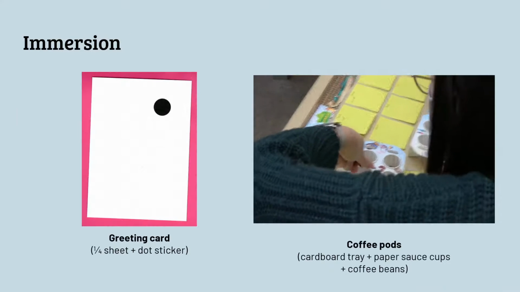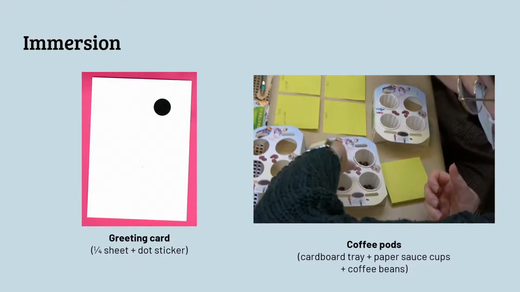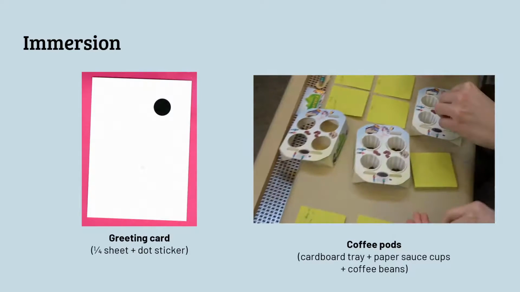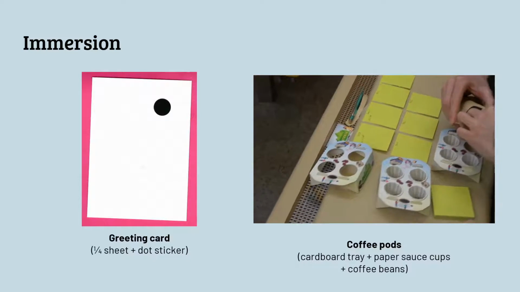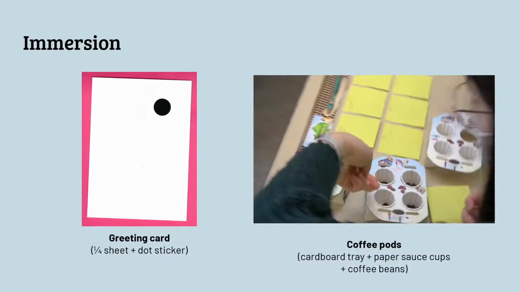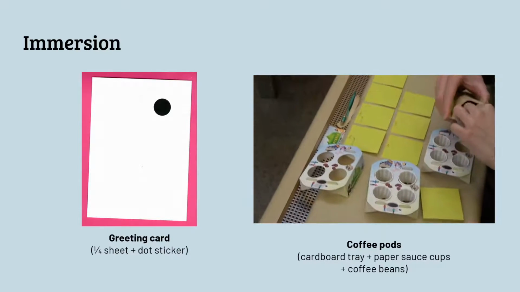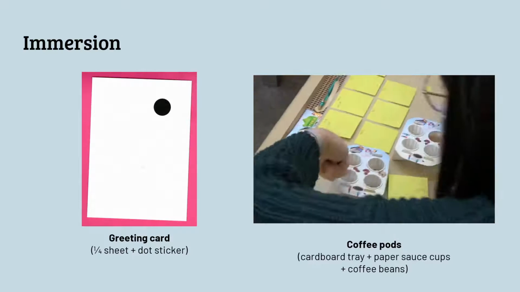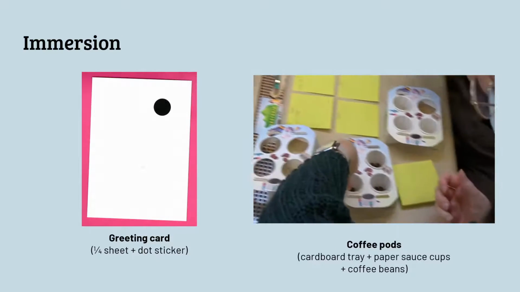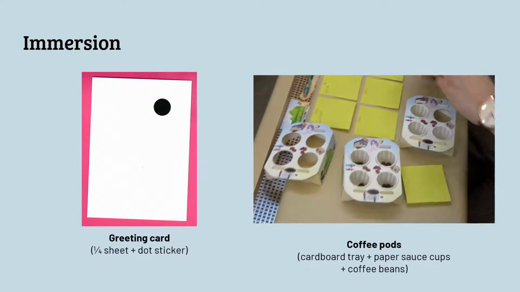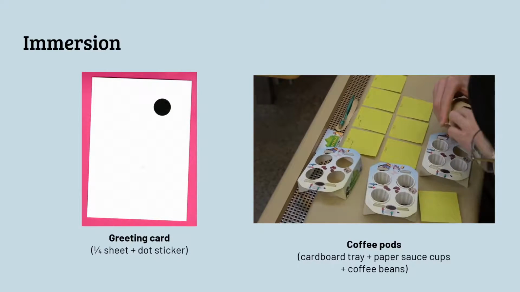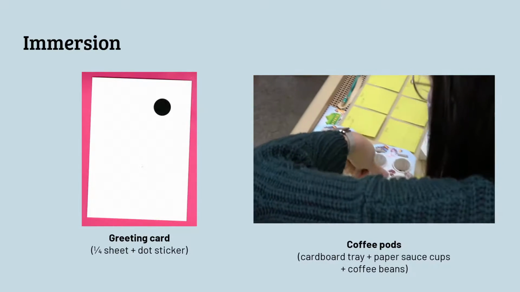The second one is immersion, so how you bring the students into the game. We started the first game by creating greeting cards with a quarter sheet of paper and a small sticker on it. It was quite difficult to make the link with the final product. And now, as you can see, we use coffee beans and cups and so on to make the production steps.